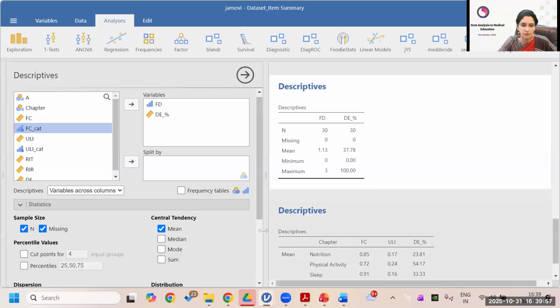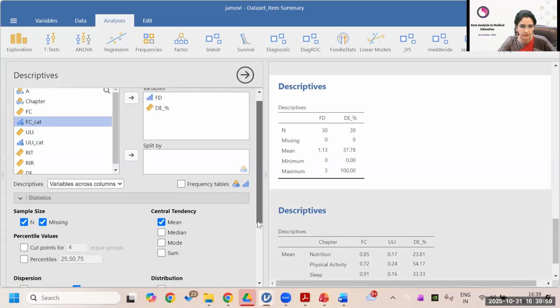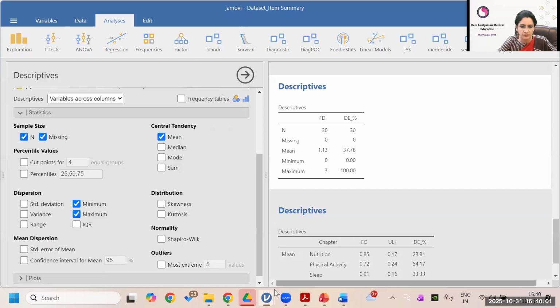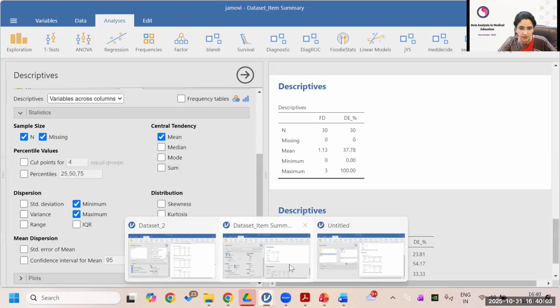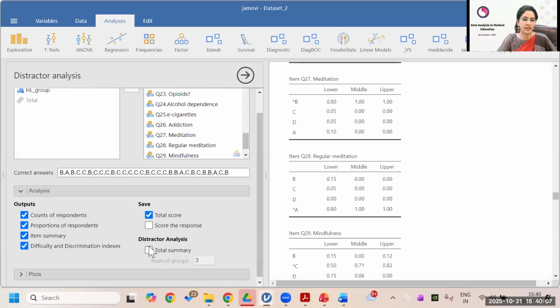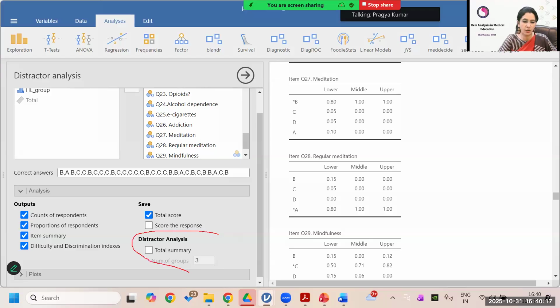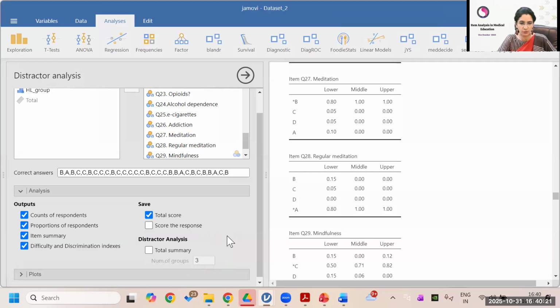So now coming to the other options also. If you see here, the other one is the descriptive. This distractor analysis is also there, this option, but this is a little complicated at this stage. So that's why we have not told you this one. This gives you a lot of distractor wise output, which is not needed for you people. That's why we have not told you separately.